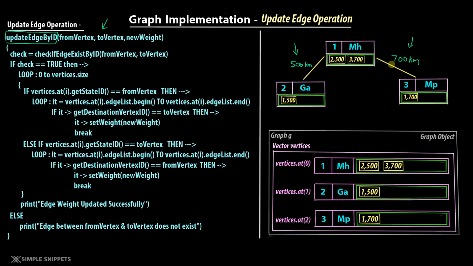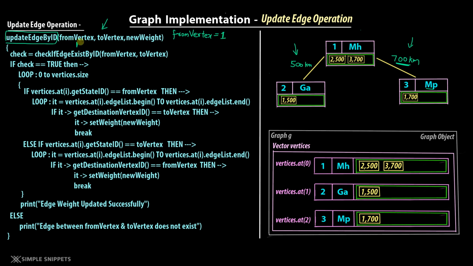What we want to do is change this weight value. Let's assume you want to change this weight value between Maharashtra and MP. Both of these vertices have their individual respective IDs. So when you say update edge by ID, we will pass the 2 IDs, that is from vertex and to vertex. Let's say the from vertex is Maharashtra, so the ID is going to be 1. So let me write from vertex equals 1.